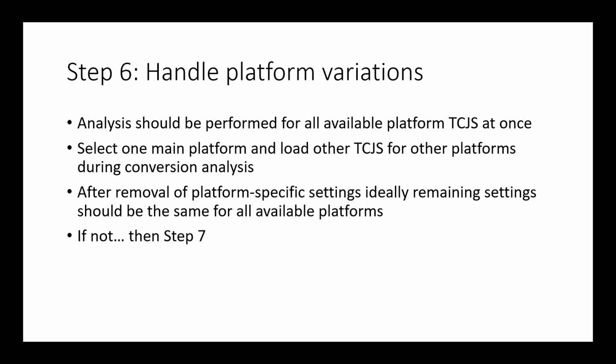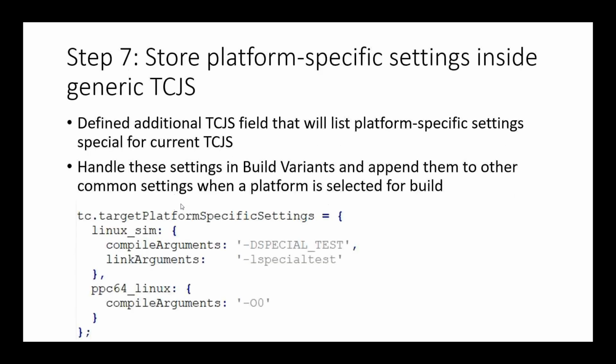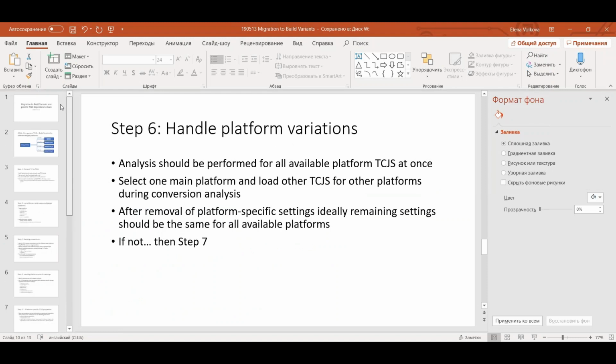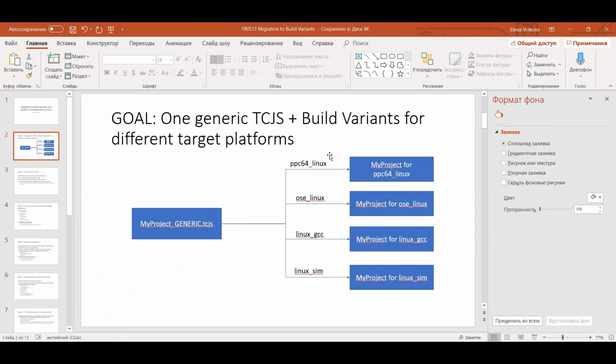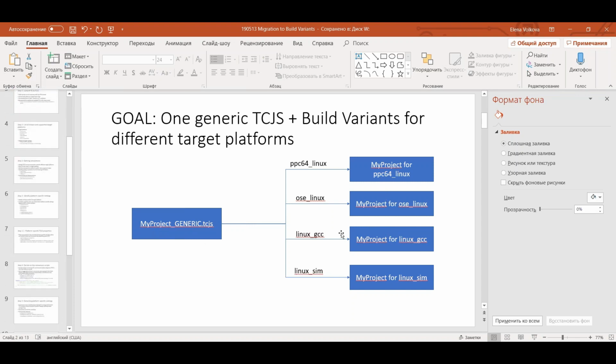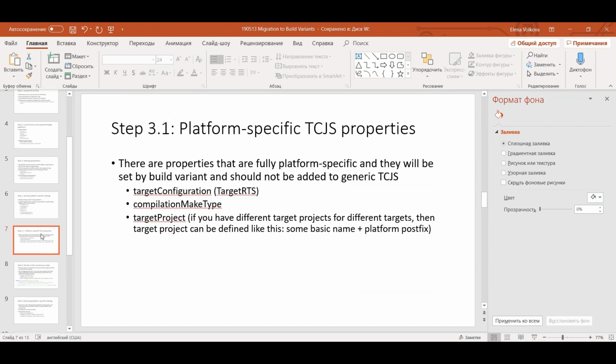So now I will talk about this in a little bit more detail. Step 6, you need to handle platform variations. So you perform your analysis for all available platform TC JavaScript files. If we come back to this first slide, then you take all these 4 TCs and you try to extract one out of them. So at the same time, you are analyzing settings for 4 different platforms.